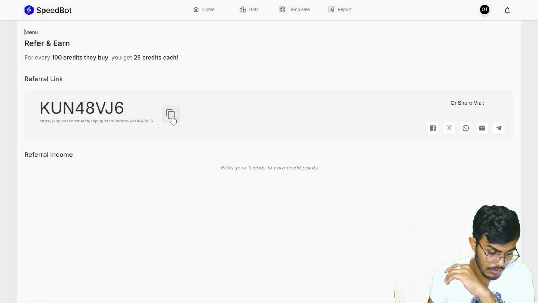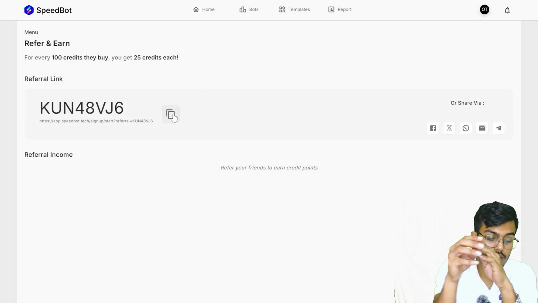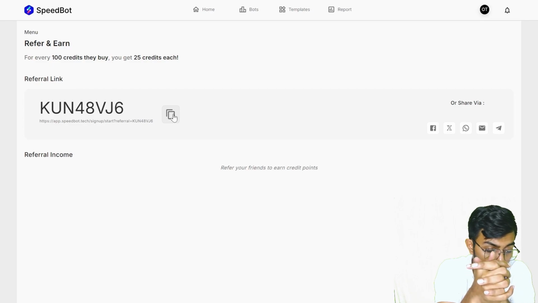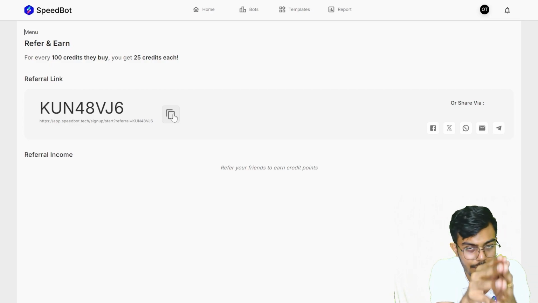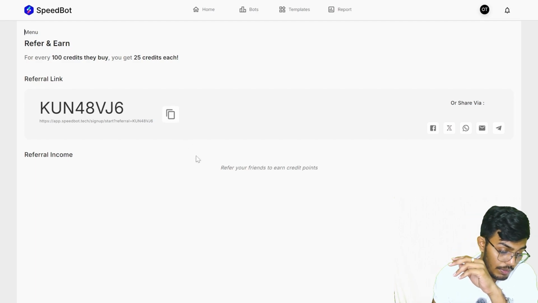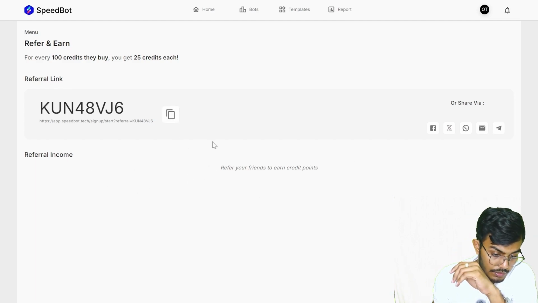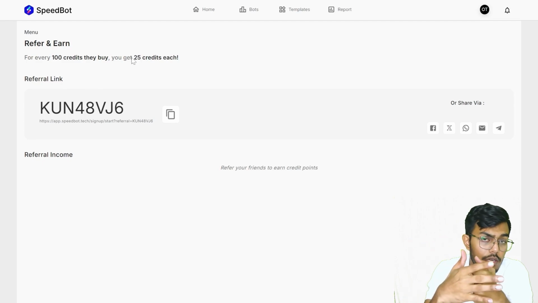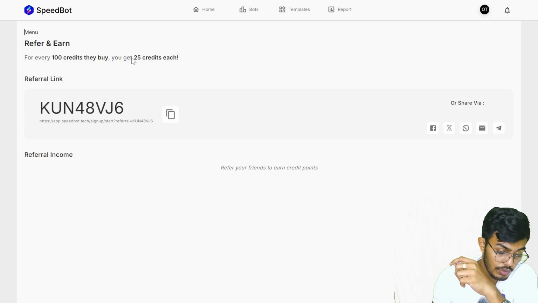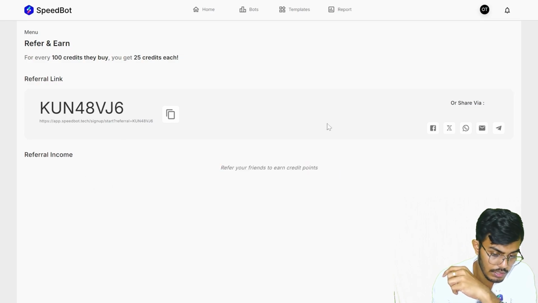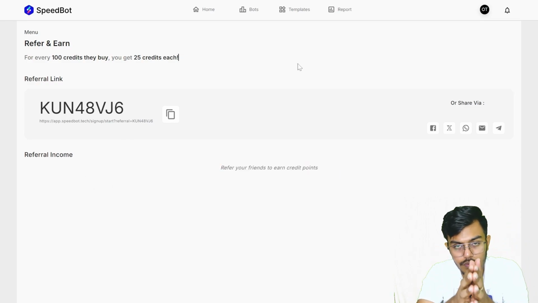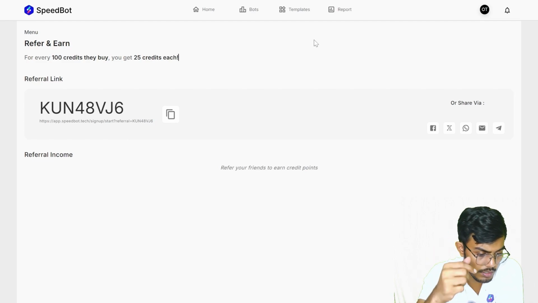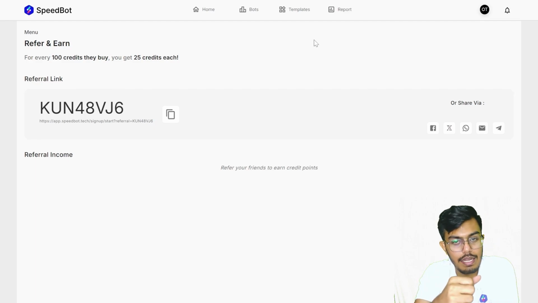Let me just click it. So whenever you share this code, and based on this code, whenever they sign up on SpeedBot, and after that, whenever they purchase a plan, by default you'll be able to get a referral income. That is, for every 100 rupees they buy, you'll be able to get 25 rupees. You'll be able to see this over here, and this is something that is withdrawable from your side. So you can look it up too, and if you'd like to understand more, you can let our team know and they will be happy to help you.